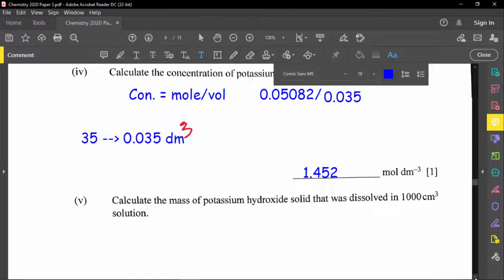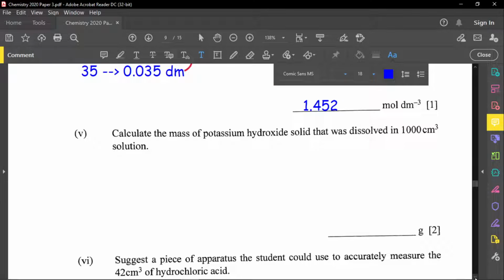It said calculate the mass of potassium hydroxide solid that was dissolved in 1,000 centimeters cube of the solution. Now the first thing you have to do, again, is to convert that volume into dm cube. And so 1,000 centimeters cube is 1 dm cube. So that is fine. So what we're going to do now is find the mole in 1 dm cube. We already have our concentration, which is 1.452. This is the concentration of potassium hydroxide.